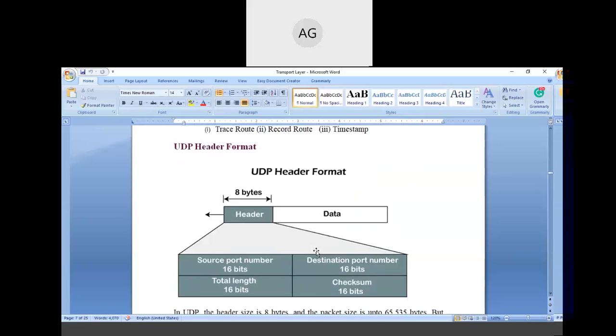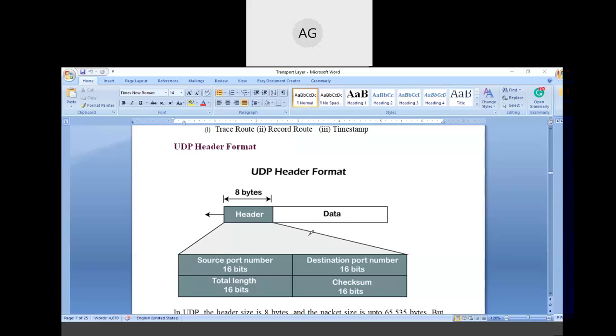So the next important topic is the UDP header format. This is the simplest format. We are going to study the formats of TCP in the later lectures, and also the header format of the IP datagram when we study the network layer in Unit 4. This is the smallest header format of all of them. As you can see here, there are only 4 fields in the header format.